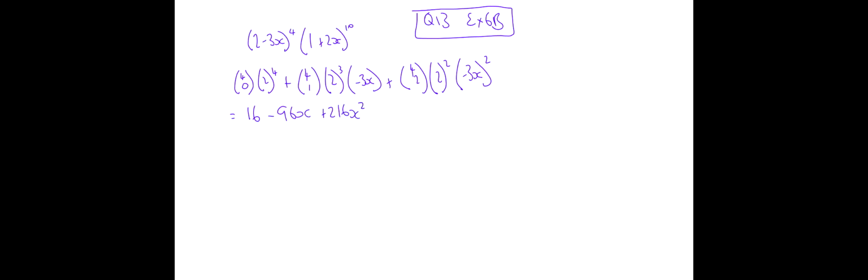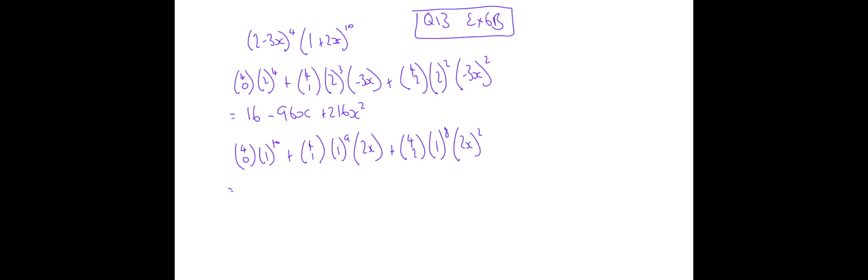I'm going to do the same thing with this. I'm just going to get my first 3 terms because I only need up to an x squared. So again, I have 4c0 times 1 to the power of 10, and then this is to the power of 0. Then I've got 4c1, 1 to the power of 9, 2x to the power of 1, plus 4c2, 1 to the power of 8, and 2x squared. Again, let's simplify all of that. So I end up with 1. This, when you work it all out, is 20x.